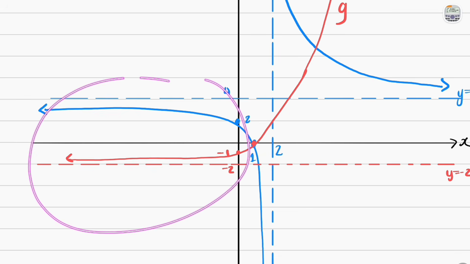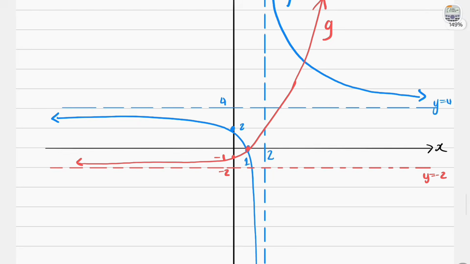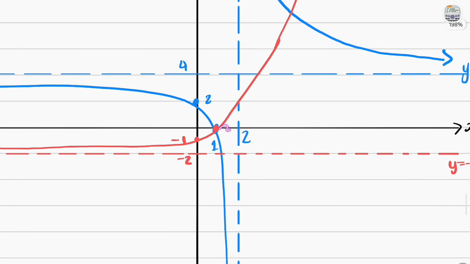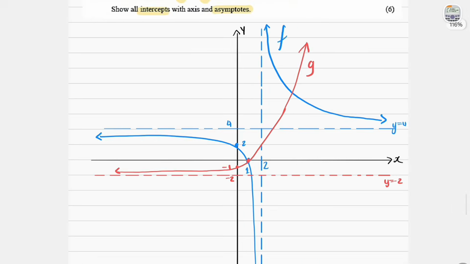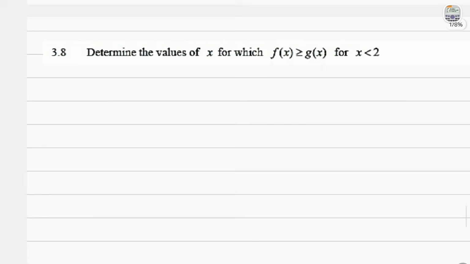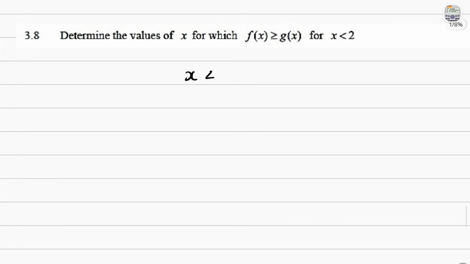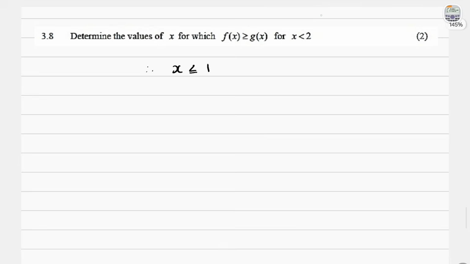Okay, so there. That was our answer over there. After this, unfortunately, you see how the graph of g is now above the graph of f. So we can't take that. But we can take all of these. This is where x is less than or equal to 1. So x is less than or equal to 1 is our answer. Moving on to the next question.